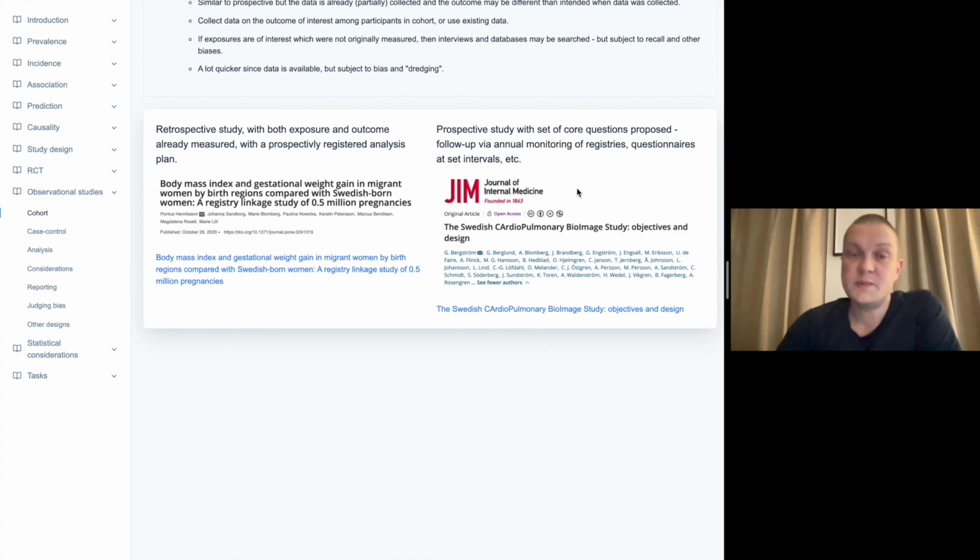Here is an example of a prospective study. There was a set of core questions proposed. There was a plan for follow-up via annual monitoring of the registries and questionnaires at set intervals. And this is the Swedish Cardiopulmonary Bioimage Study, or SCAPIS as many know it. And in the protocol, they define the research questions of interest, and they define how the cohort is going to be initiated, who can be included, etc. And this is then a prospective study because a set of questions were proposed, and then data collection was started, and then we're going to collect follow-up over time.